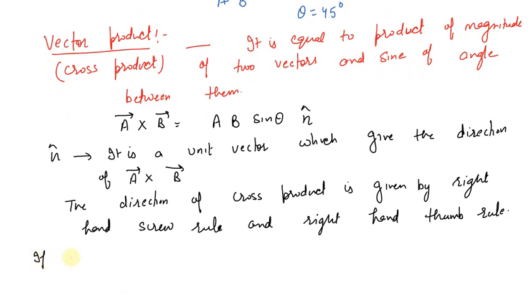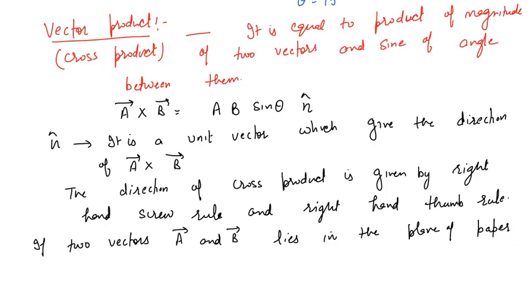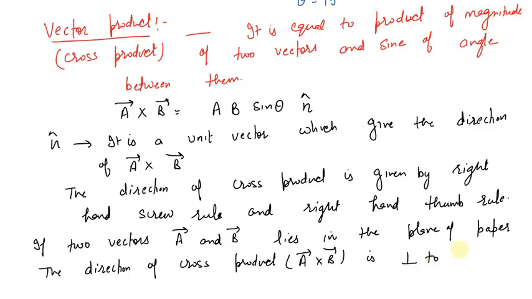If two vectors A and B lie in the plane of paper, the direction of cross product A cross B is perpendicular to the plane of paper.